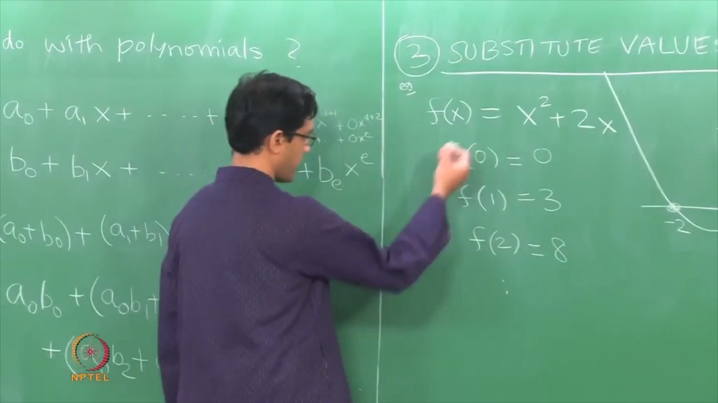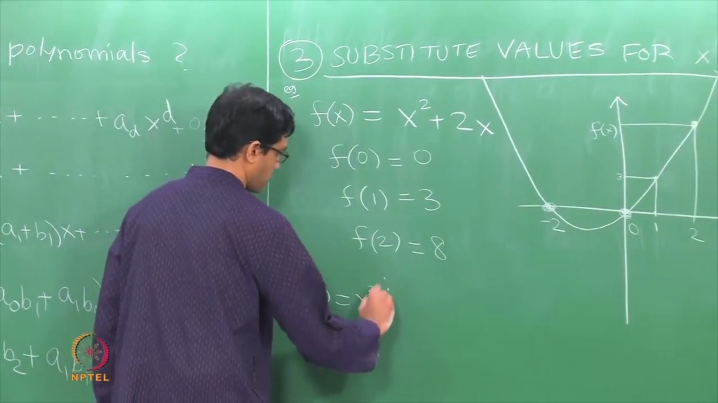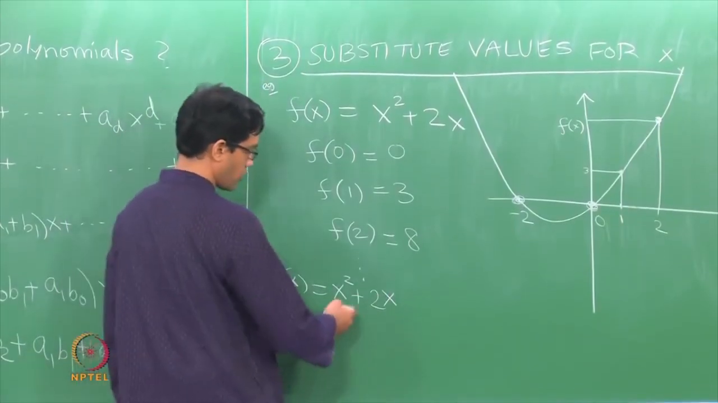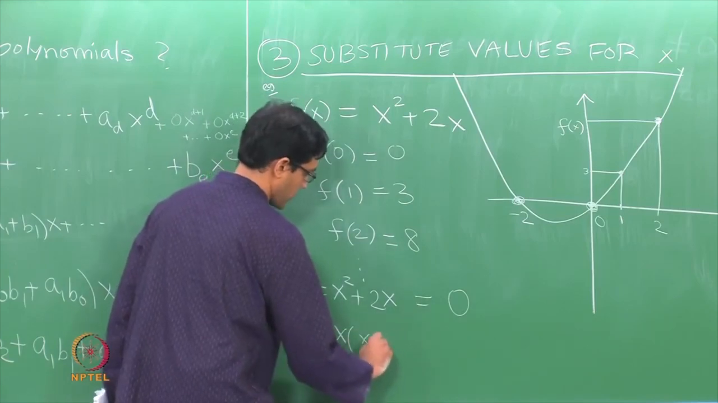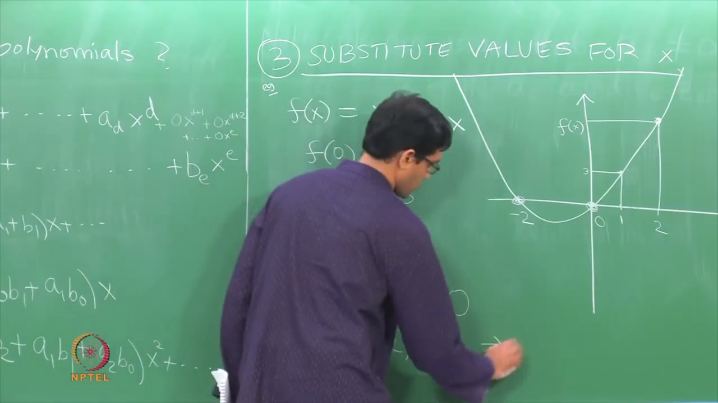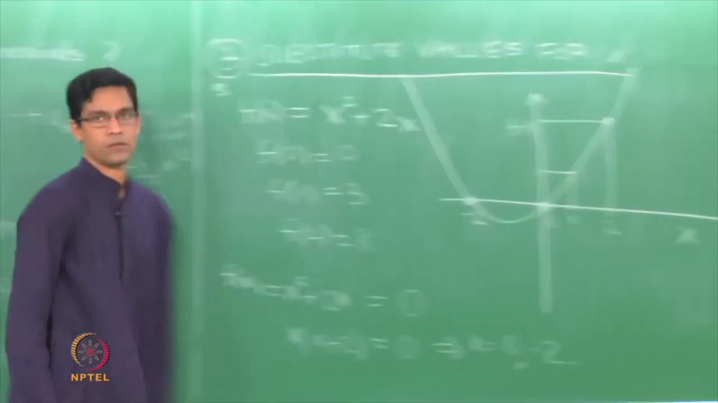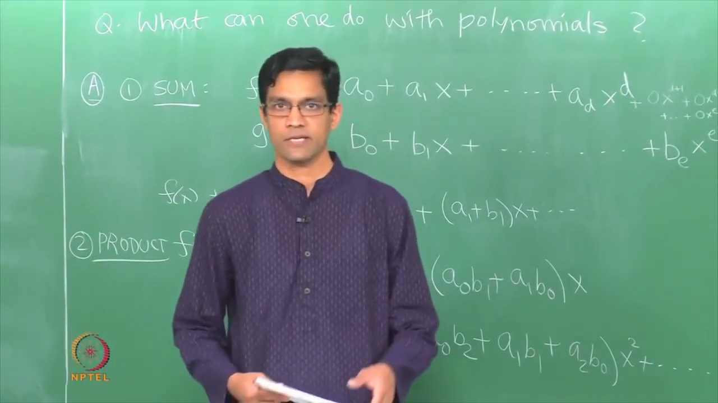To find the roots, again this is the standard procedure of solving a quadratic equation. I have x square plus 2x and I want to know what are the values of x which make this 0. So we have x times x plus 2 is 0, and we solve this to find the two roots. I am just reviewing the various familiar facts about polynomials.